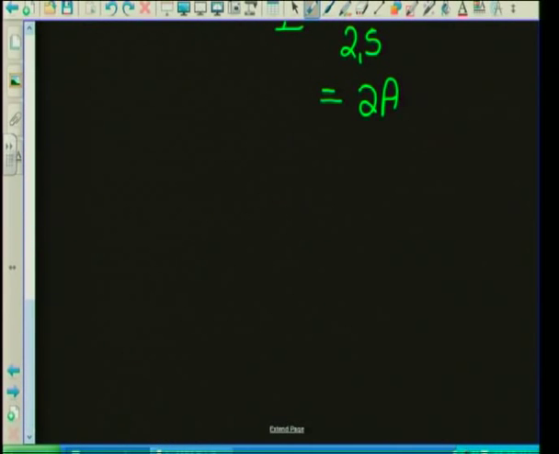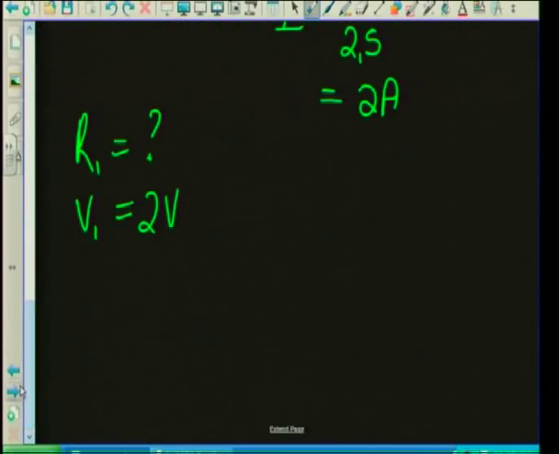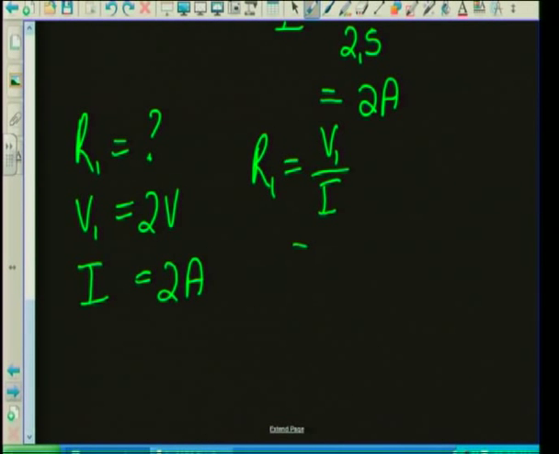So, for R1, we know that the voltage was 2 volts. Okay, 2 volts given. We know the current is 2 amps. It's in series, so the current is the same everywhere. R1 equals V1 over I. 1 ohm.